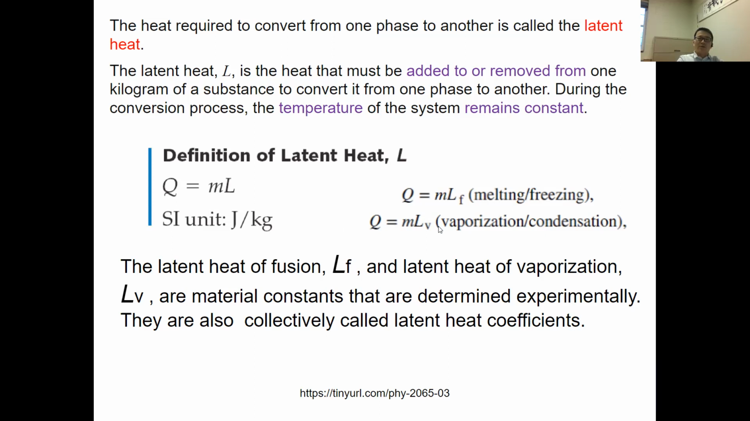When you are having the vaporization or condensation process, this is called the latent heat of vaporization, L sub V. So L sub F for latent heat of fusion, and L sub V for latent heat of vaporization.